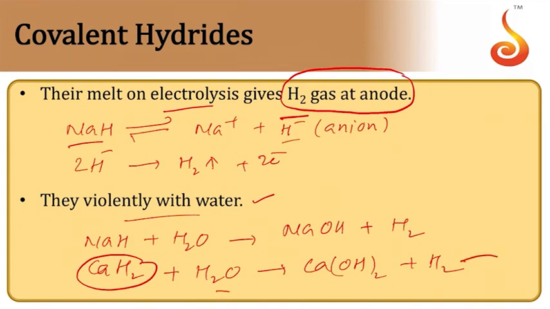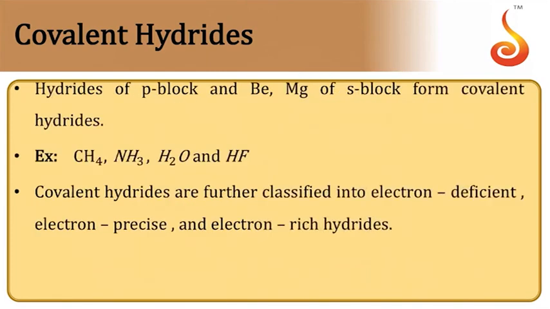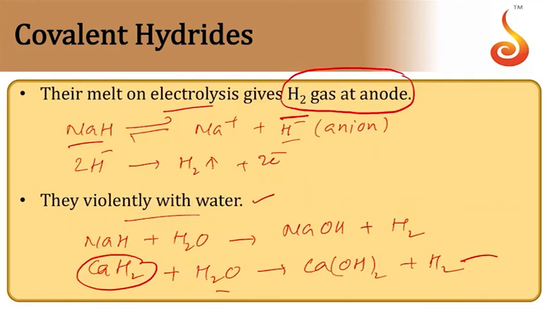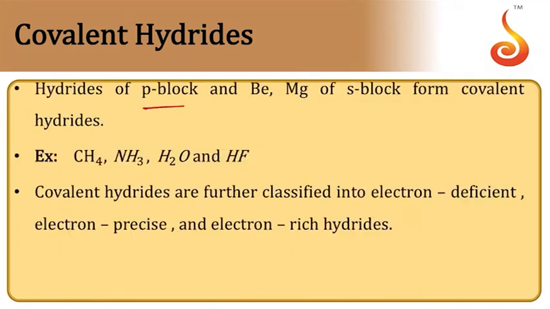These were the ionic hydrides. Then the covalent type of hydrides: the hydrides of p-block elements and those of beryllium and magnesium of s-block will form covalent hydrides.